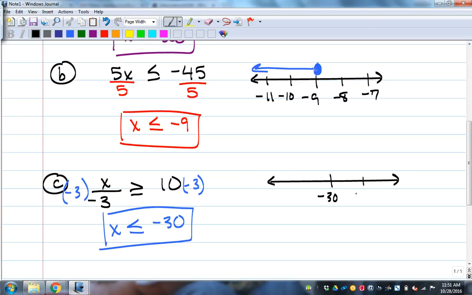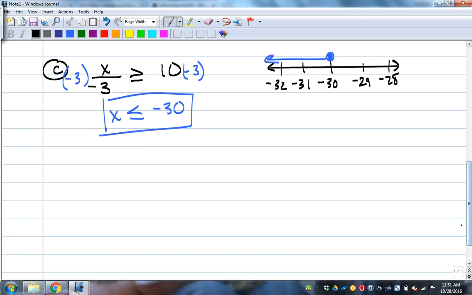Now, that on a number line. -30 in the middle. -29, -28, -31, -32. Filled in above the -30. Which direction? Left, for numbers that are less than -30. That'd be -31 and -32. But anytime you multiply or divide by a negative, flip that symbol.